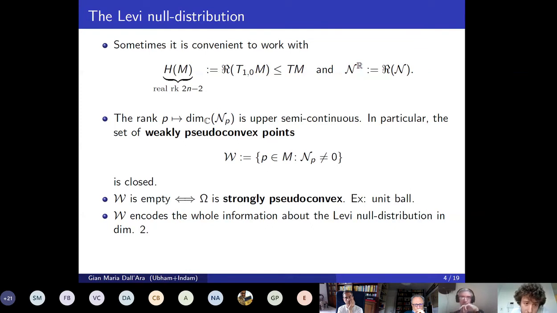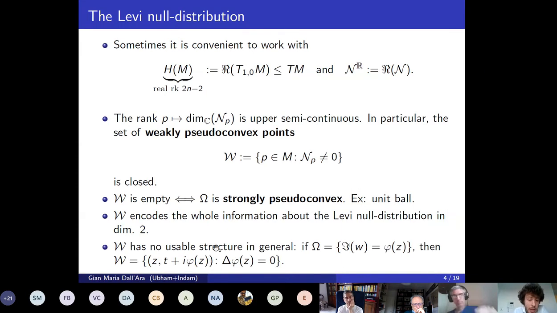A very special case to be kept in mind is the dimension 2 case. In dimension 2, T10M, which has, as I said, rank n-1, has rank 1. So the Levi null distribution at any point may have either trivial fibers or fibers of rank 1. So the whole information about the Levi null distribution is encoded in the set of weakly pseudoconvex points. But of course, in dimension 3 or higher, the situation is way more complex. But already in dimension 2, W is a very complicated object.